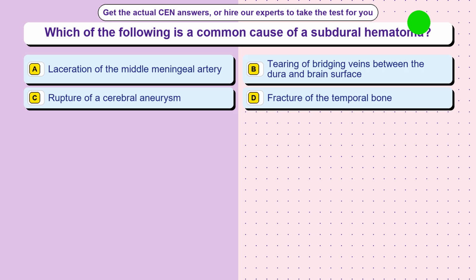Question 52. Which of the following is a common cause of a subdural hematoma? Option A, laceration of the middle meningeal artery. Option B, tearing of bridging veins between the dura and brain surface. Option C, rupture of a cerebral aneurysm. Option D, fracture of the temporal bone.